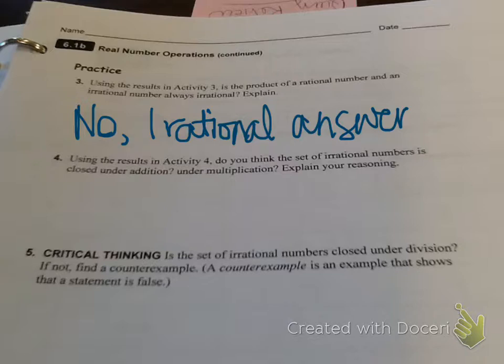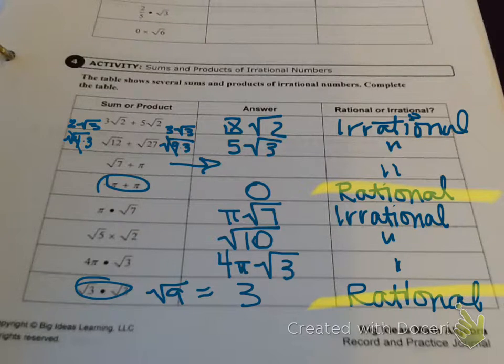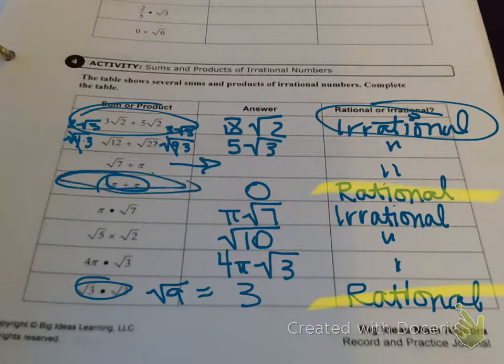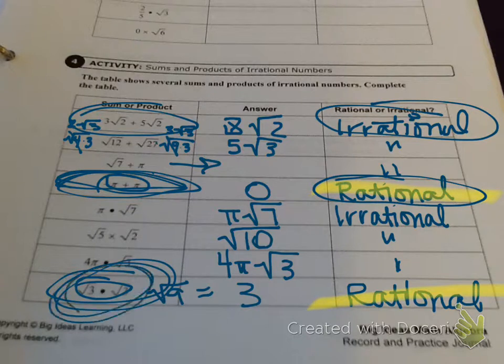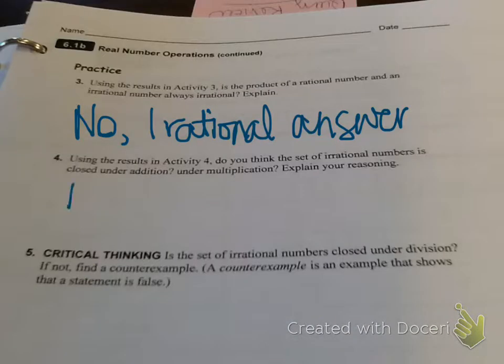And using the results in activity 4, do you think the set of irrational numbers is closed under addition and under multiplication? Well, we have two irrational numbers here that give us an irrational answer. Same thing for the next two, but then we have two irrational numbers added together that give us a rational answer, and down here we have two irrational numbers that give us a rational answer when we multiply. So it's not closed under addition, it's not closed under multiplication, because sometimes when we add two irrational numbers or multiply two irrational numbers, we end up with a rational answer.